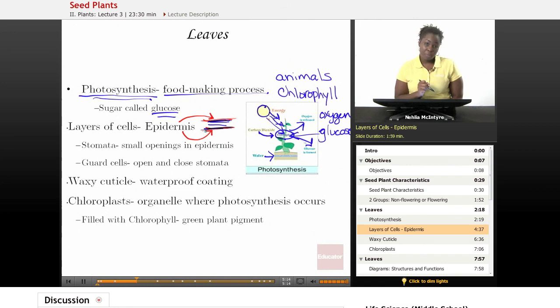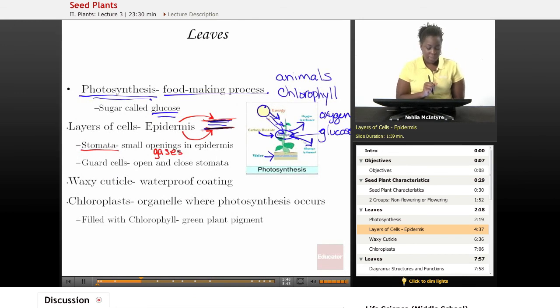Now the epidermis is important because it helps to protect the leaf. It also helps it to perform its functions by capturing that sunlight and those gases and also releasing the oxygen gas back into the atmosphere. The way that the epidermis does that is that it has these special little pores, and they're called stomata. Stomata are small openings within the epidermis that help to capture and release the gases needed in order for photosynthesis to occur.